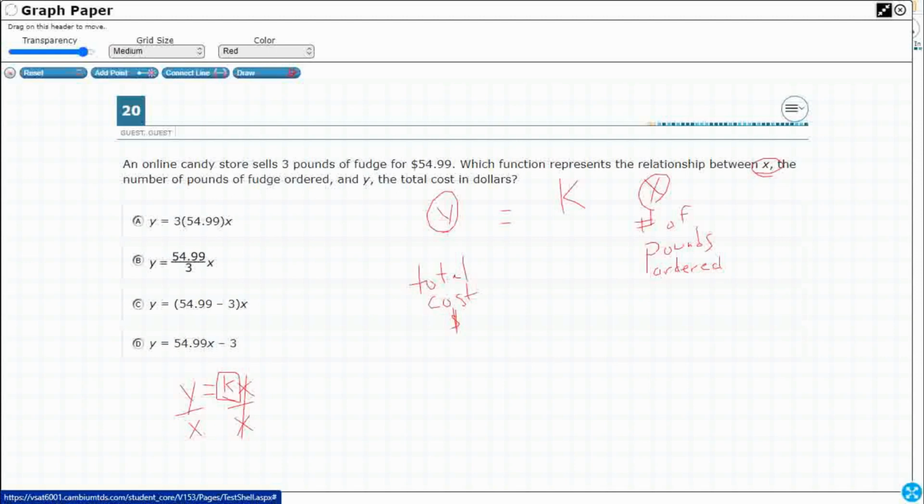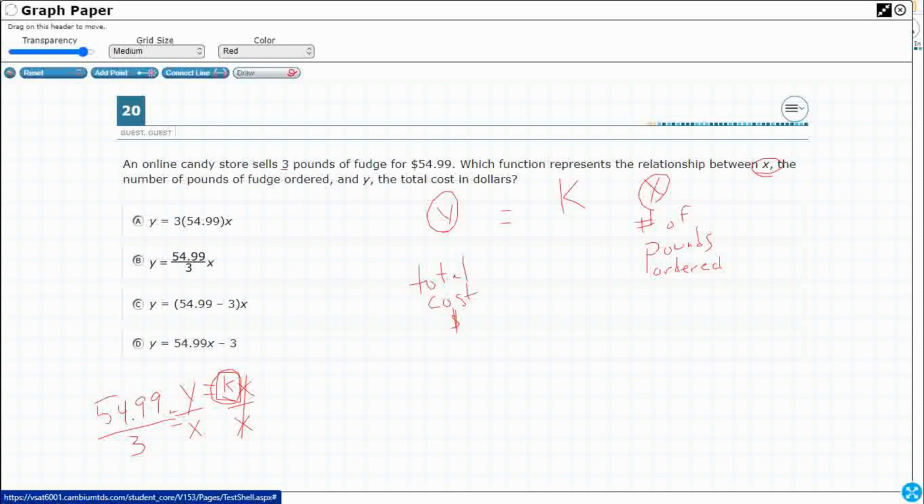All right, so what is Y and X? Well, Y is my total cost, so they've already given that to us, right? That's $54.99. So let's put that right here. And then what is my X? My X is number of pounds of fudge ordered. All right, so I know that I bought $54.99 worth of fudge. That was 3 pounds. So if I divide the $54.99 by 3, that should give me my constant, right? That's my unit rate.